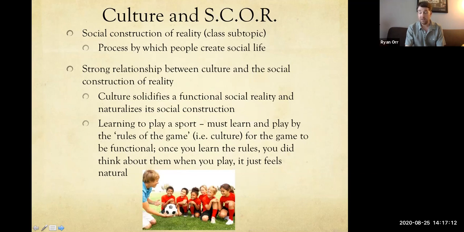Just like in a sports league, when people don't know the rules, it's going to be chaotic. But when people do know the rules and follow the rules, you create order as a result. And once you know the rules of the game, again, you don't think about it. It's very automatic. It seems natural. But all you have to do is think back to the first time you played the game. It was unnatural. You didn't know anything. You had to learn it first. So that's how we're looking at culture and how the social construction of reality really come together.